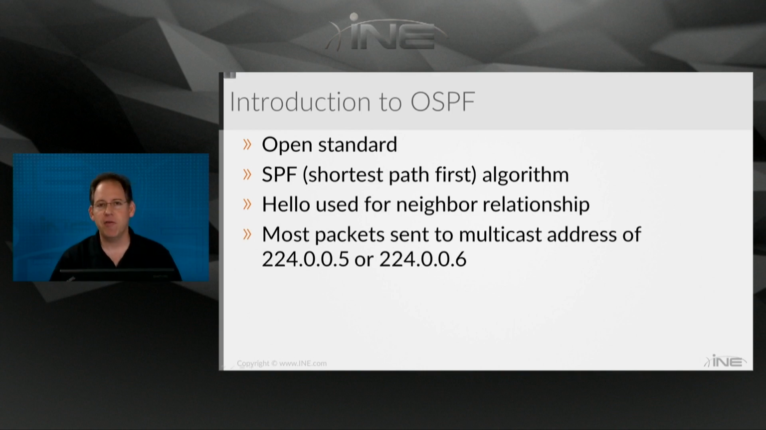Like EIGRP, where the vast majority of EIGRP packets went to a multicast address, most OSPF packets also go to a multicast address. As a matter of fact, OSPF has two addresses that are reserved just for itself, 224.0.0.5 and 224.0.0.6. OSPF hello packets always go to 224.0.0.5. The other packets that we're going to talk about with OSPF may go to .5 or they may go to .6. When we get a little bit further into this and I talk about this concept of designated routers and backup designated routers, the idea between these two different addresses will make a little bit more sense.